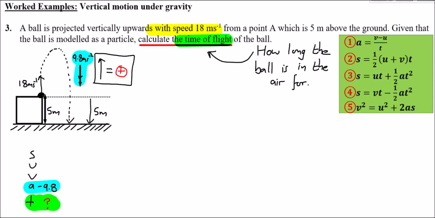So this again is just a case of interpretation and carefully considering what we know. When it hits the ground, S is going to be -5. It's going to be 5 meters below where it started. The initial speed is 18 meters per second upwards, so we can fill this in as well.